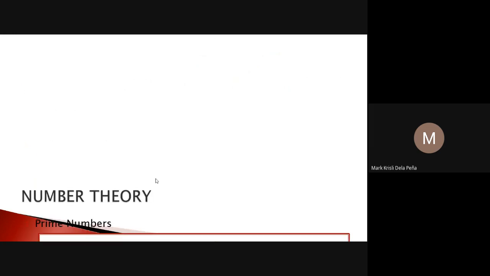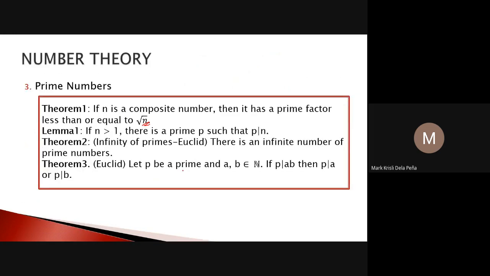Okay, let's go back to theorem 3. P is a prime number and A and B are natural numbers. Natural numbers are whole numbers from 1 to infinity. P is a natural number.